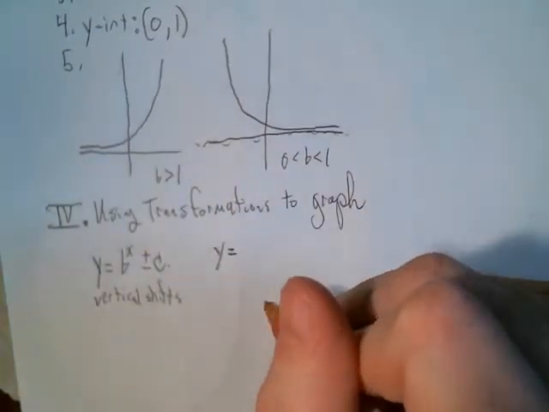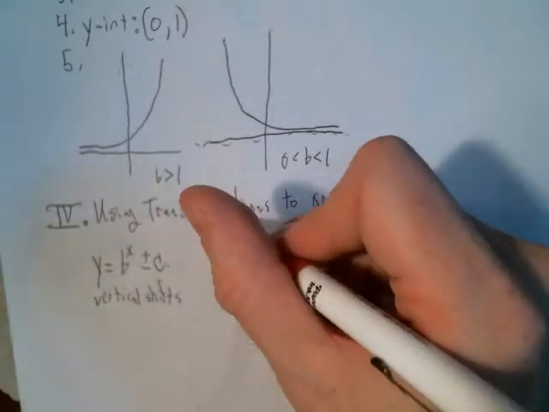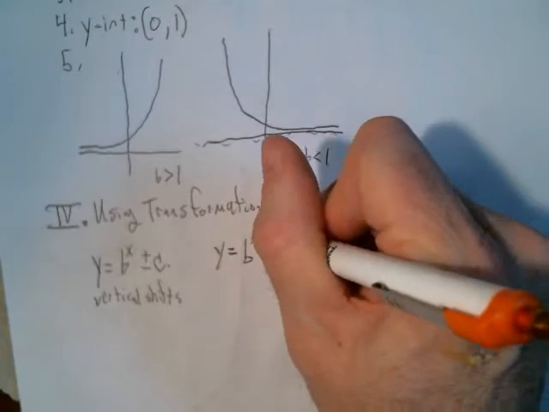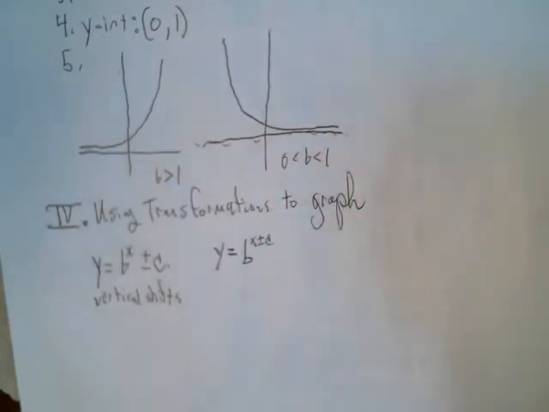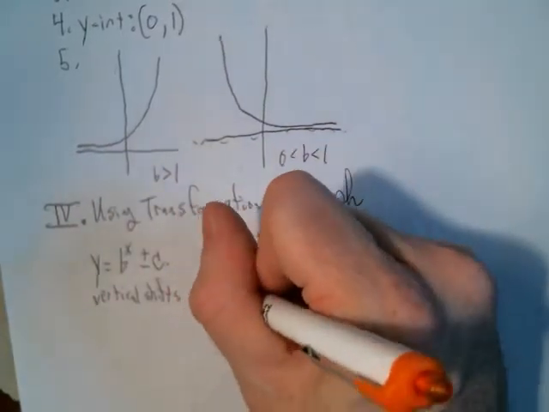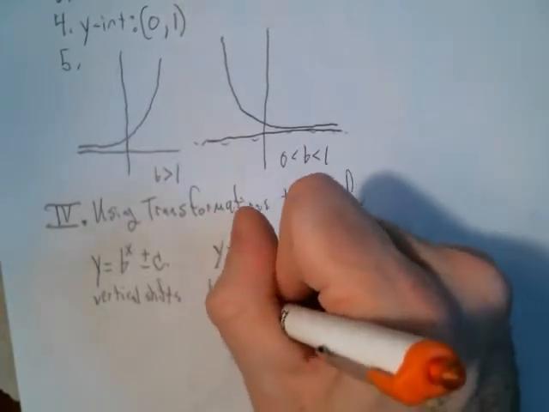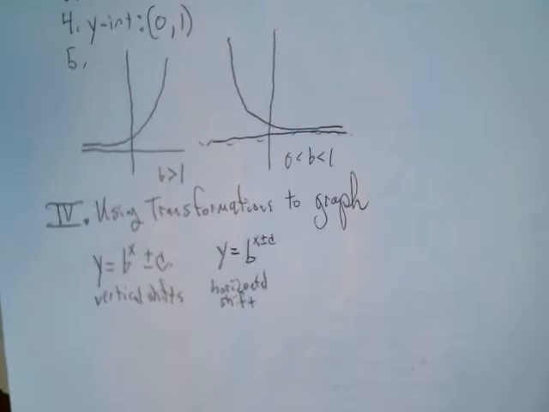Then you have your horizontal shifts. So what will that look like? You'll be putting a plus or minus c into the exponent like that. Okay. And of course, if you have plus c, it'll go to the left. If you have minus c, it'll go to the right.